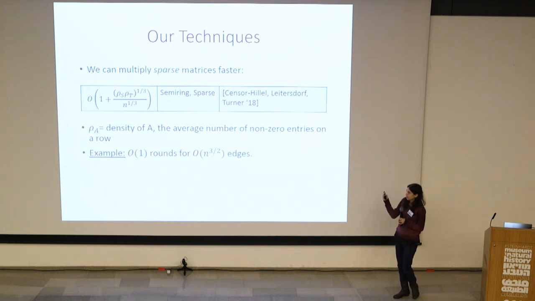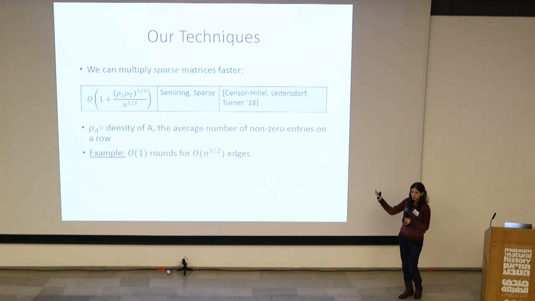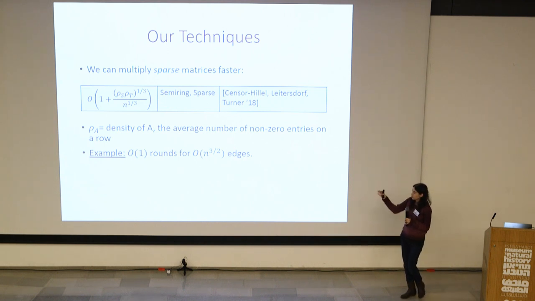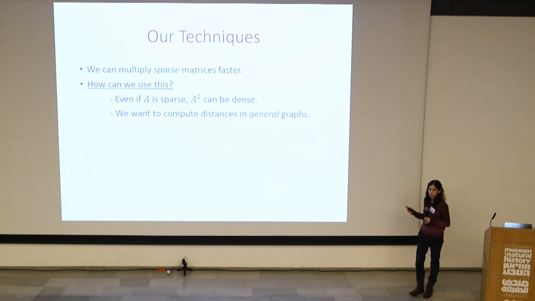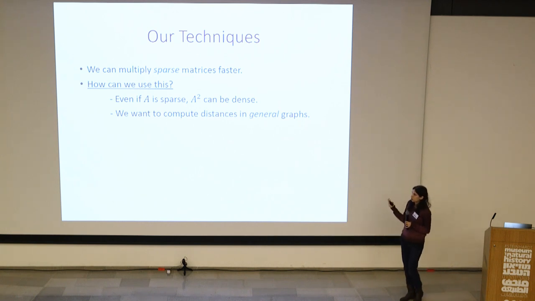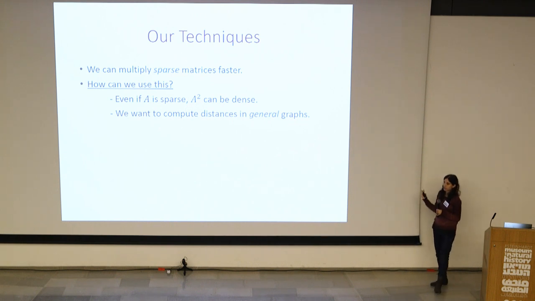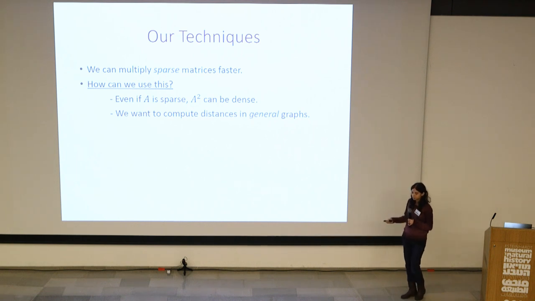And for example, if you plug in the parameters, if we take two graphs with n to the 1.5 edges, we can multiply them in just order of one rounds. Okay, so we said that matrix multiplication in general takes a polynomial number of rounds, but if we multiply sparse matrices, we can do it actually very fast using this algorithm. So this looks very promising. Okay, there is a new algorithm for matrix multiplication, and we said that matrix multiplication is very much related to APSP, so let's try to use it and get faster algorithms.